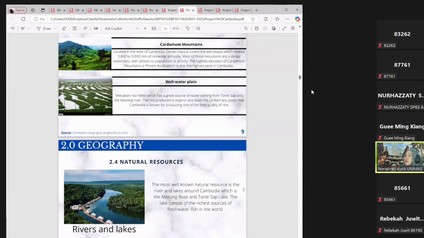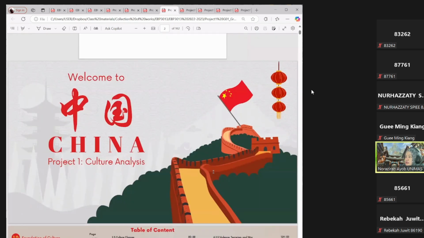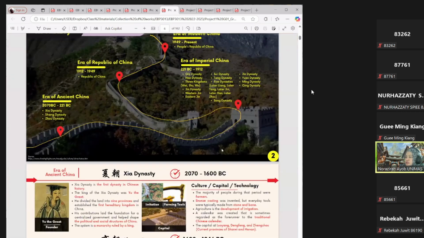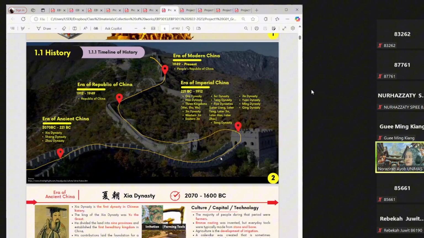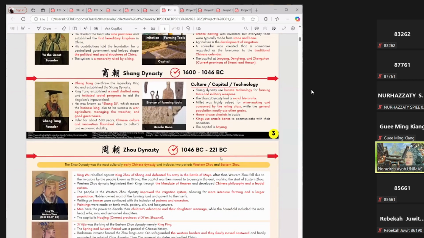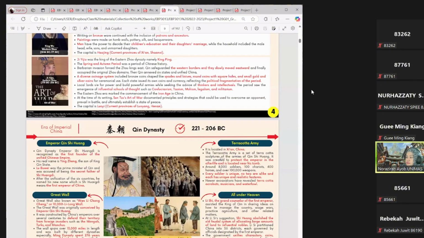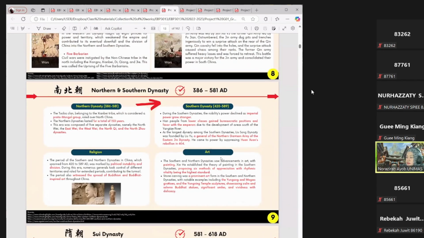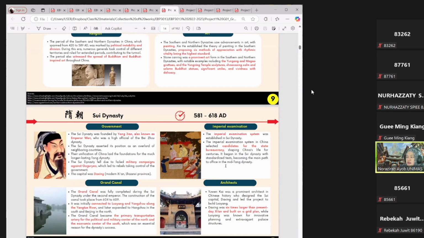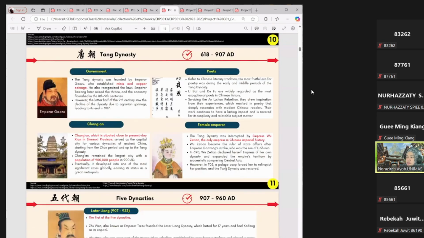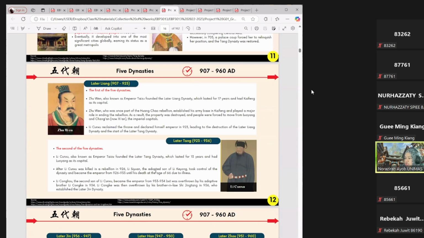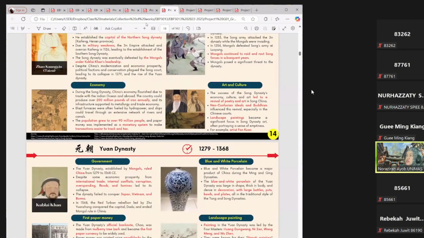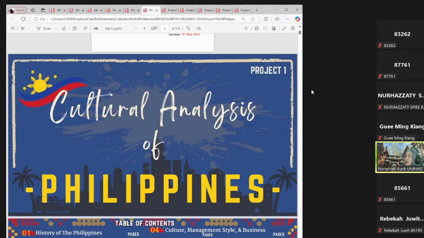Yeah, so this is Cambodia and this is China again. You see how they present it differently from the other group of China group. Which one is better? Need more pages. You should reduce the number of pages. Don't waste pages. Don't waste space in a page, okay? It's too much. Okay, and then this one is the Philippines.